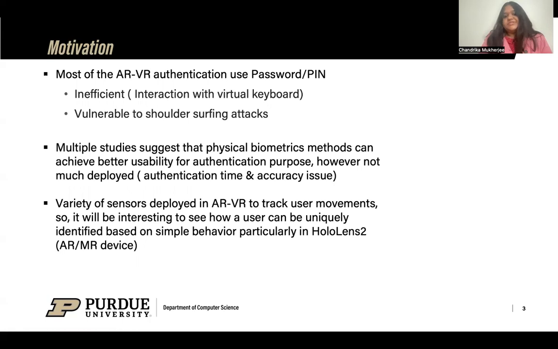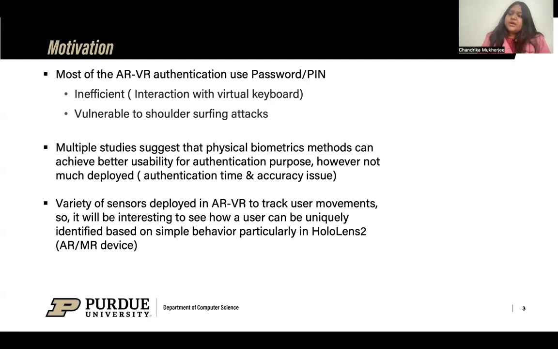Multiple SoKs suggest that physical biometrics authentication can achieve better usability in the AR/VR domain. However, not many of them are deployed because of authentication time and accuracy issues. A variety of sensors are deployed in AR and VR to detect users' movement correctly. This way, the AR/VR systems can create better immersion for the user in the environment.